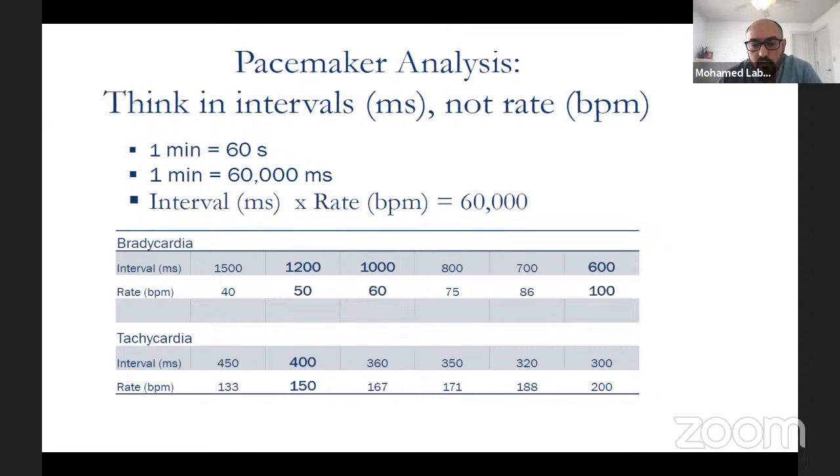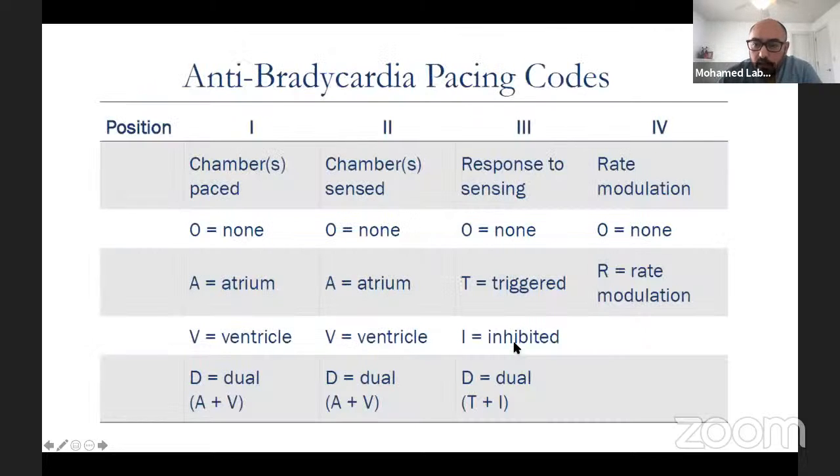It's very simple. If you have a rate, you divide 60,000 by the rate. So for example, if the rate of the patient is 40 beats per minute, that's equivalent to 1,500 milliseconds RR. We call that the ventricular rate. If the atrial rate is different, it's a different rate. If we say the interval is 600 milliseconds, it's 100 beats per minute, and so forth. That's important because pacemaker language uses milliseconds, it doesn't use rate, especially for intervals.